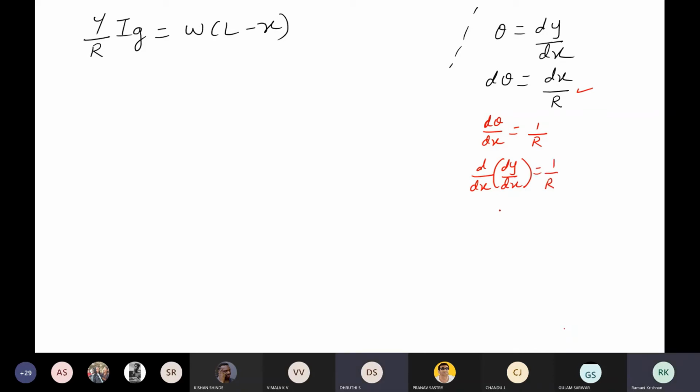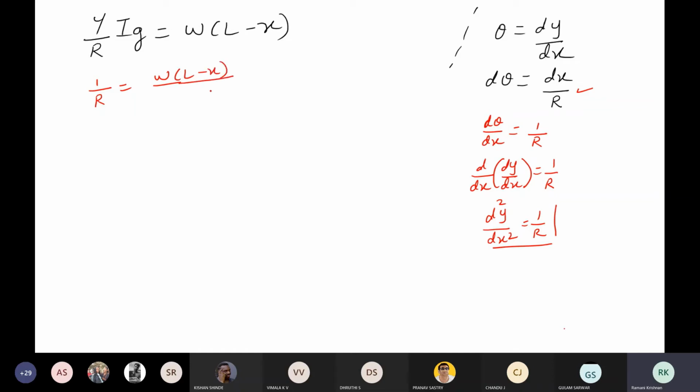Yes. So I can write d square y by dx square, that means the second derivative, is equal to 1 by R. This we need. So I'll keep 1 by R this side, is equal to W (L minus X) by Ig.